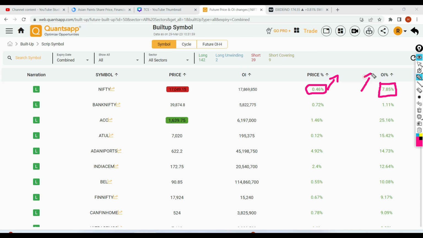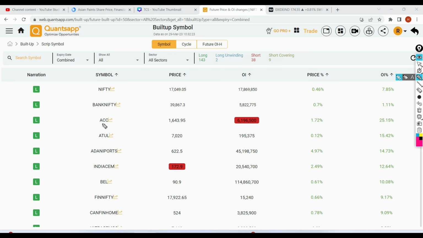So what does this signify? Simple, guys: price is going up and the participants are very much interested in this trade. Forget about Nifty, I'll come back to Nifty later. Let's discuss other stocks. Even this can be applied to Nifty, but it works too well in swing trading. Let's take an example, ACC.